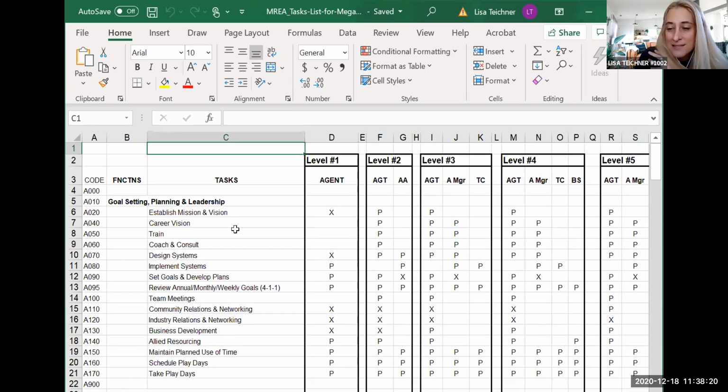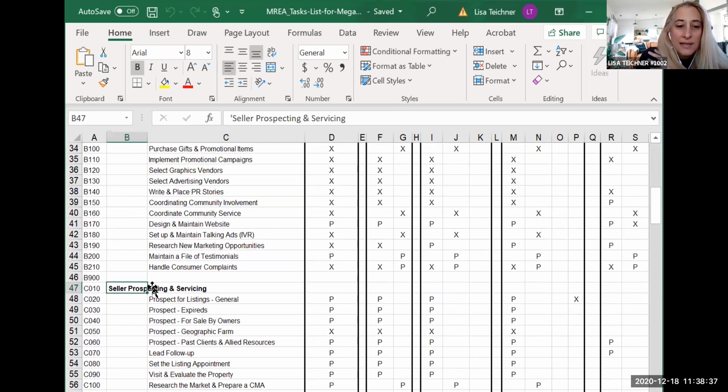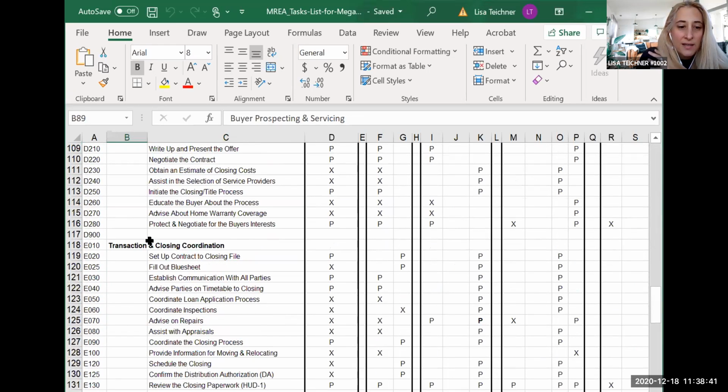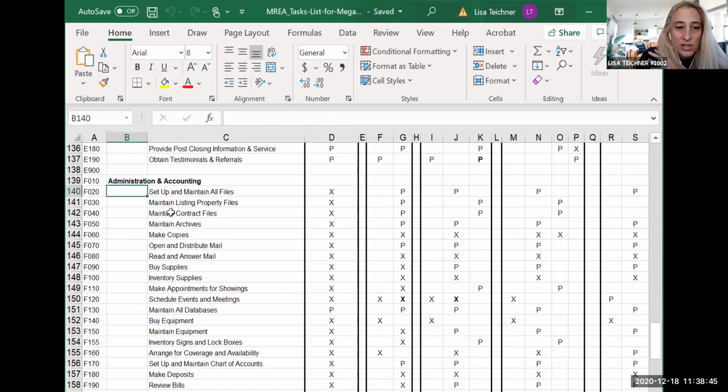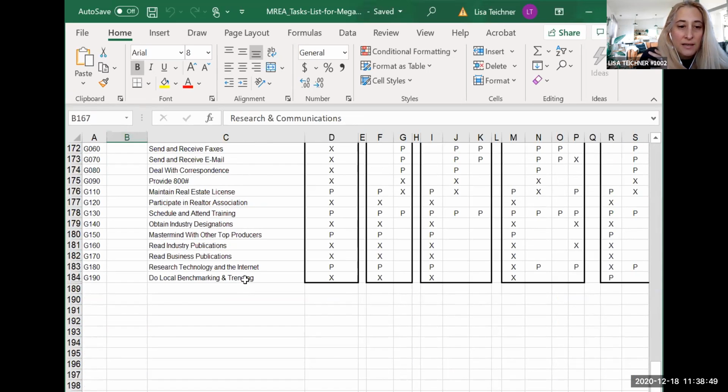162 tasks that a mega agent in real estate would have on their plate, meaning that's something related to their business. And they're categorized under things like goal setting, planning, and leadership, lead generation, advertising, and promotion, seller prospecting and servicing, buyer prospecting and servicing, transaction and closing coordination, administration and accounting. Okay, and then research and communications. I think that's it.